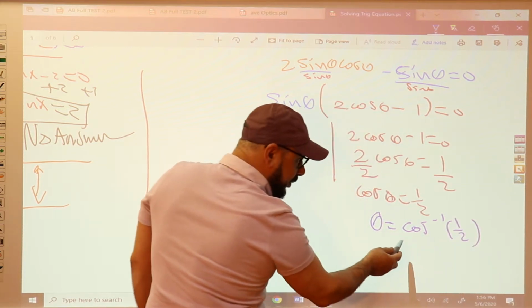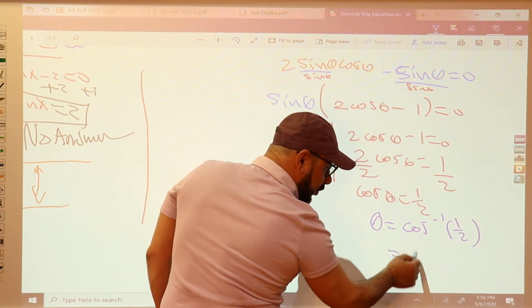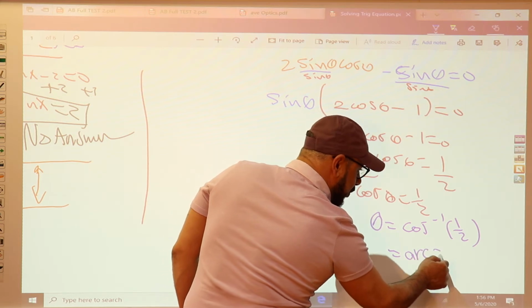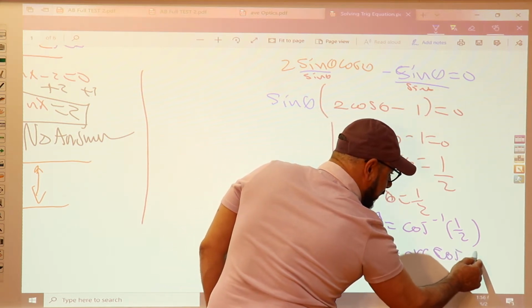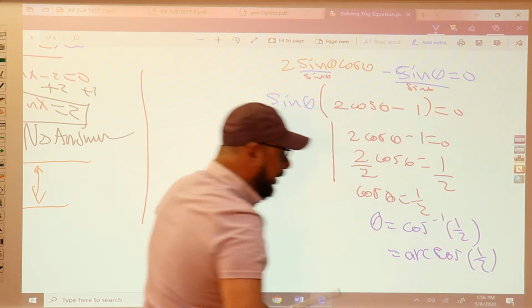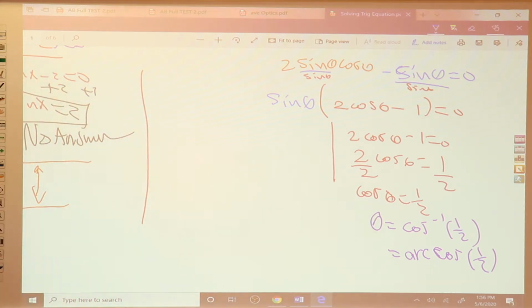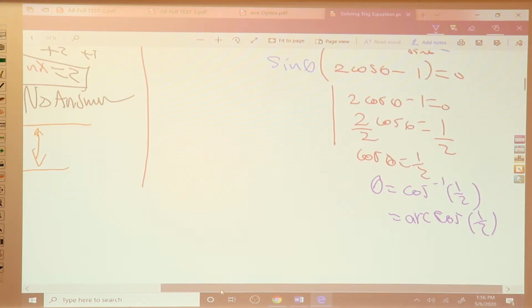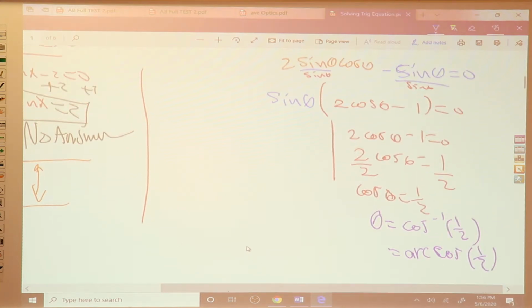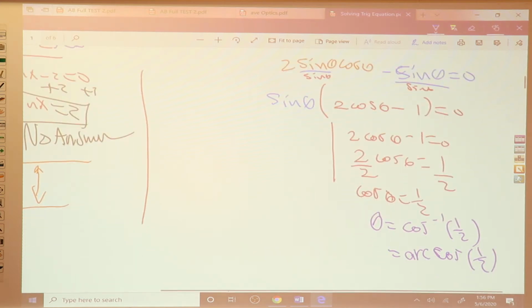Some books, some teachers, use arc instead. They use arc cosine or arc sine. It's the same. Some books use cosine inverse, some books use arc cosine. I have no problem using either of these two, as long as I'm looking for theta.